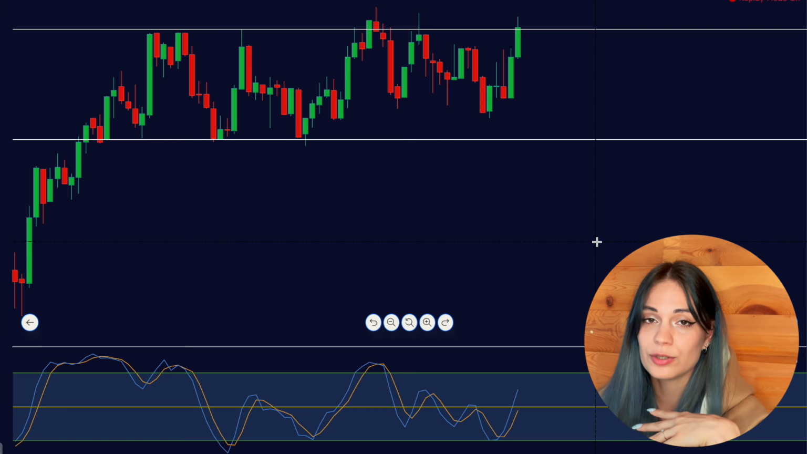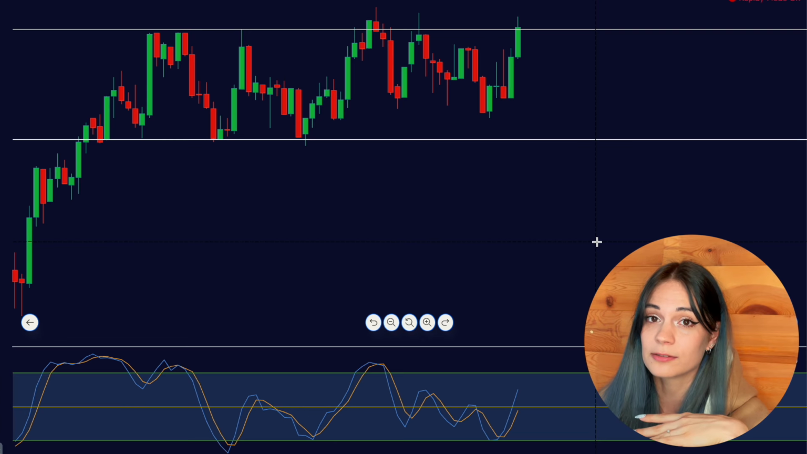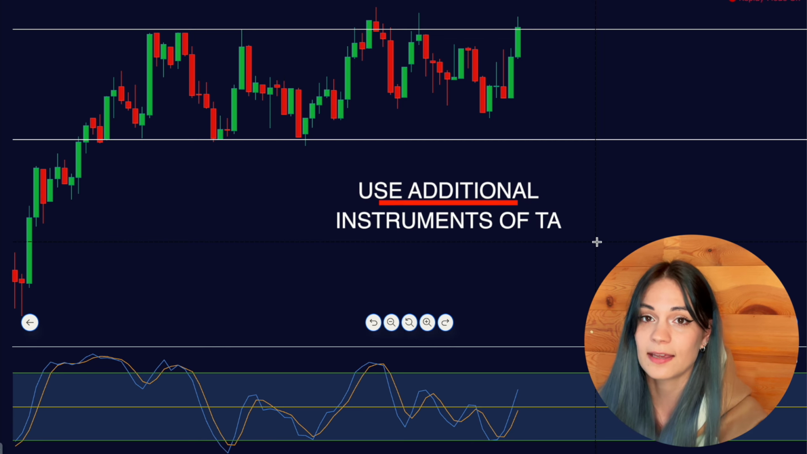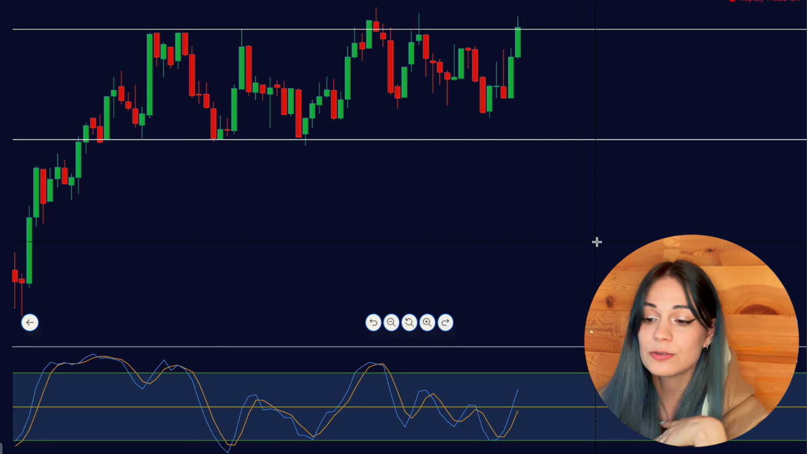First of all, you need to understand that any key level is not going to be there forever, right? And at some moment there is going to be a breakout. So that means when you use resistance and support levels, it is not enough to use only those two, right? You need to use additional instruments of technical analysis. For example, I often use the stochastic indicator.